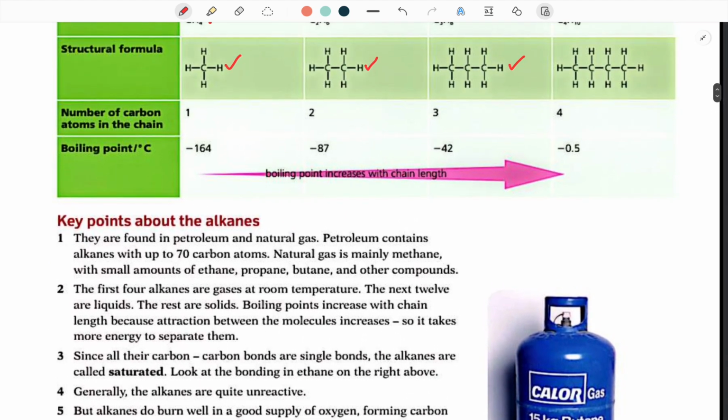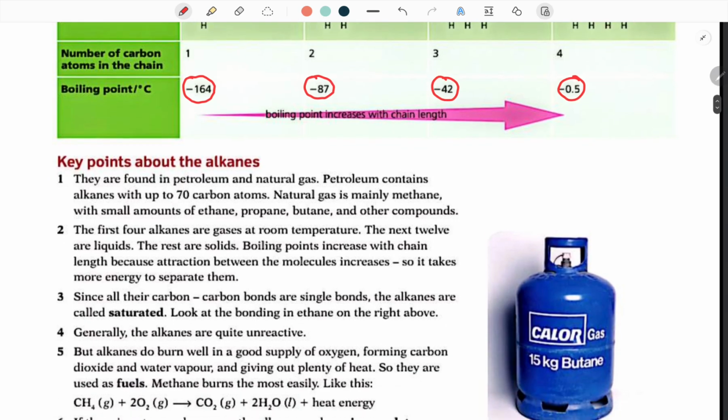Let me also mention, because they may ask you a question: as you keep increasing in carbon chain, their temperature eventually starts increasing. It was at negative 165. As you keep moving from meth to eth, from eth to prop, from prop to but, your boiling point should start rising as well. That is very important for you to understand.